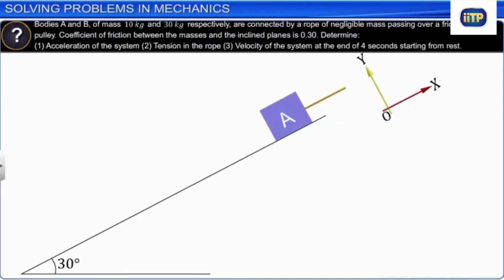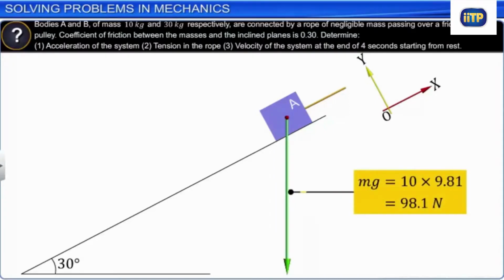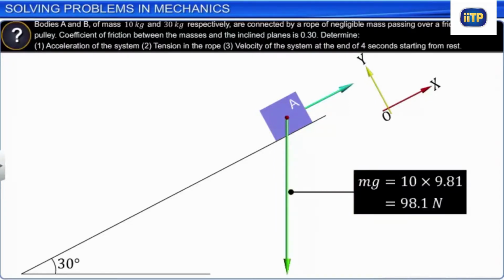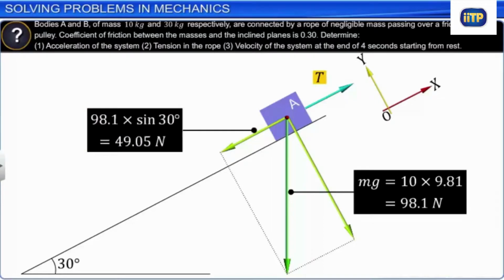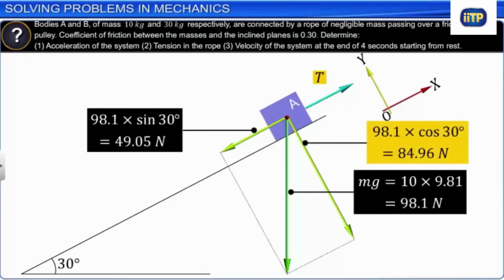Then, we denote the forces on body A, which are its weight, mg or 98.1 newtons, and tension in the rope T, which is unknown. Next, we resolve the weight of body A along x and y coordinates. The x component is equal to mg sin theta, which is equal to 49.05 newtons. Similarly, the y component is equal to mg cos theta, which is equal to 84.96 newtons.